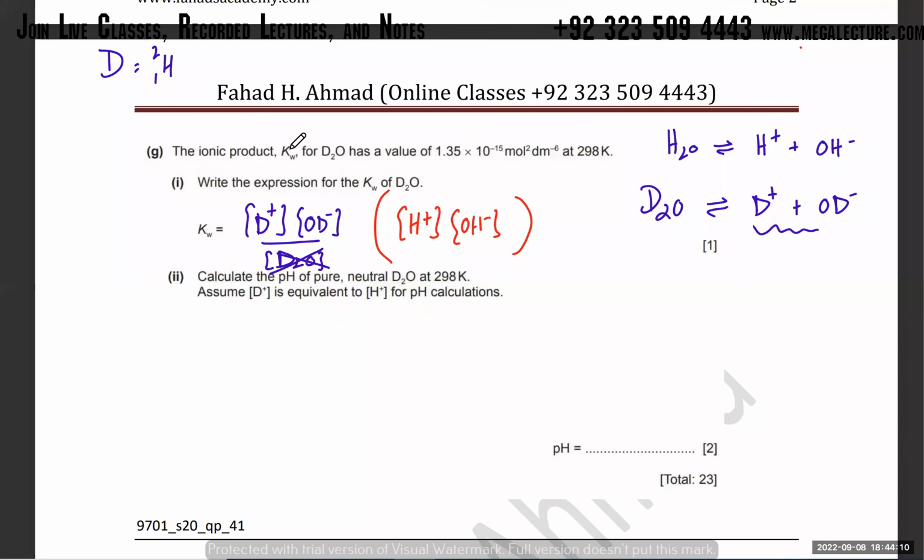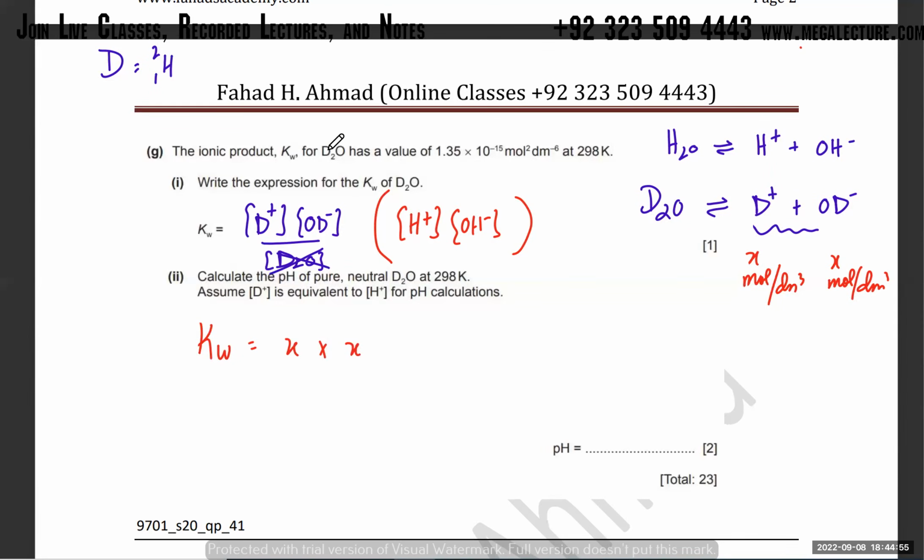So woh calculate the pH of pure neutral D2O. Ab usse na, he gave you the value for Kw. First thing, these two ions will be produced in exactly the same concentration. If X mole per dm cube of this is produced, then X mole per dm cube of OD-1 ions will also be produced. Remember, water will ionize in exactly the same ratio, right? So Kw will have D+1 concentration multiplied by OD-1 concentration. Is that clear? Maine assume kar liya ki the concentration of D+1 and OD-1 is X. Both of them will have exactly the same expression.